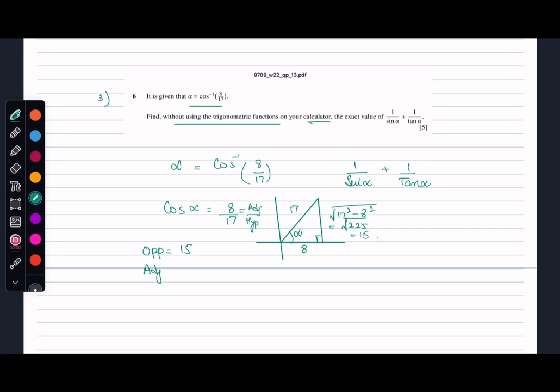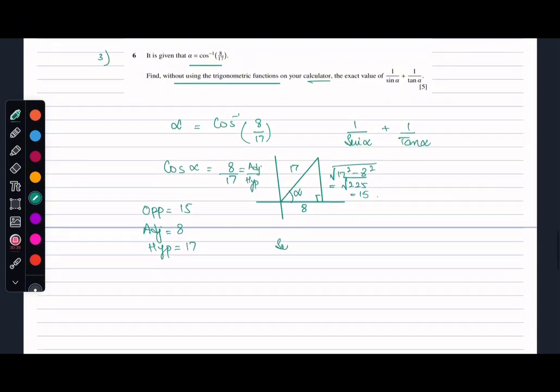Adjacent here we have decided, as given in the question, it was 8, and hypotenuse here was equal to 17. So very easily I can say sine of alpha is equal to opposite over hypotenuse, and therefore this value becomes 15 by 17, and tan of alpha shall be equal to opposite over adjacent, and opposite and adjacent, they are 15 by 8 here.